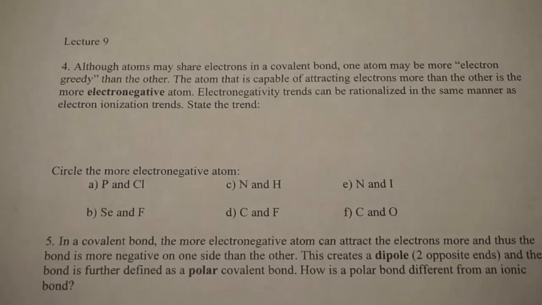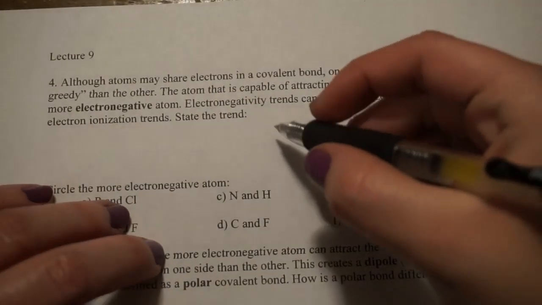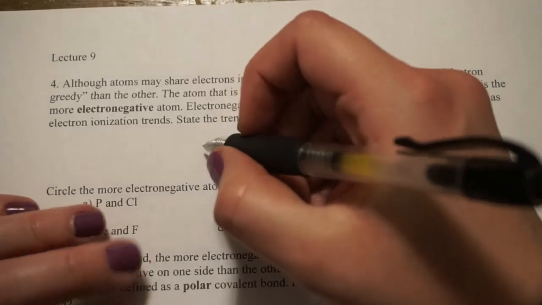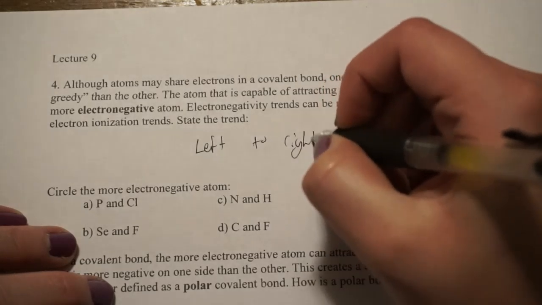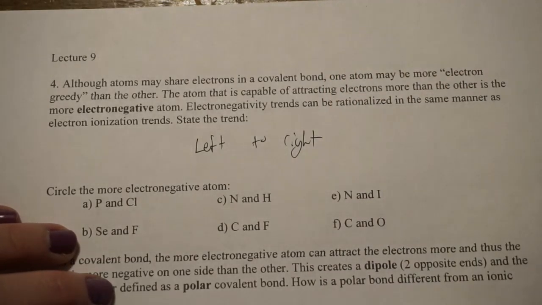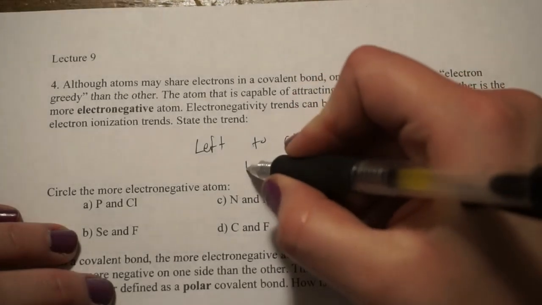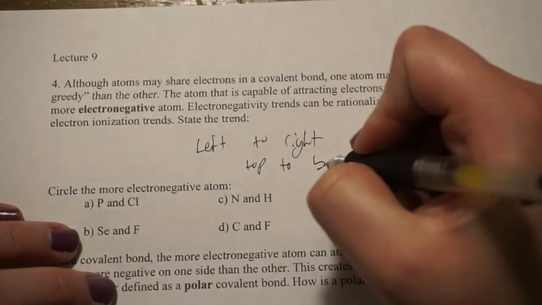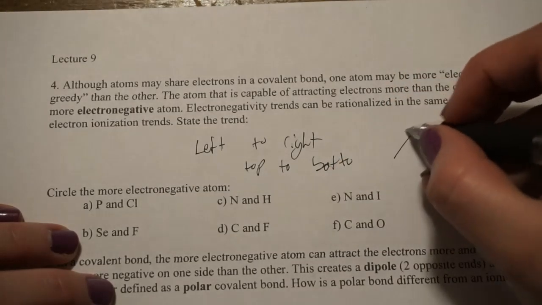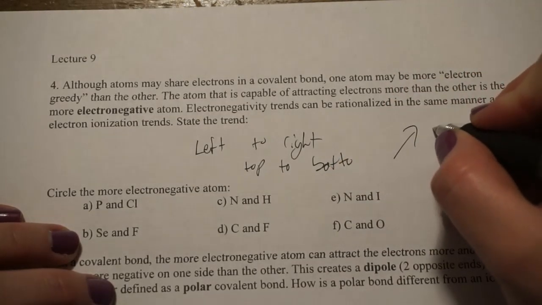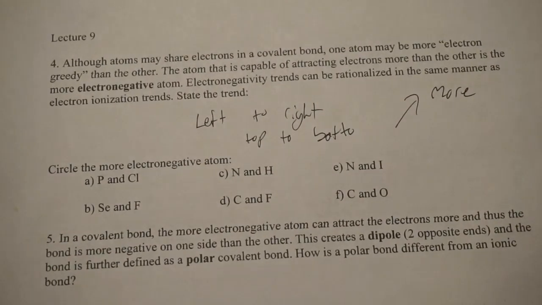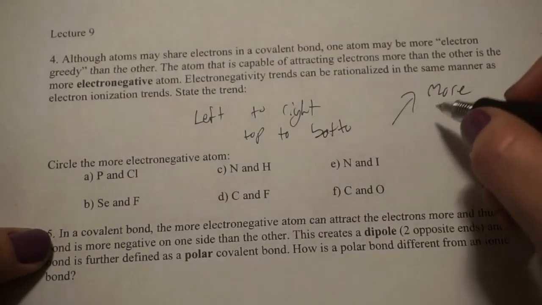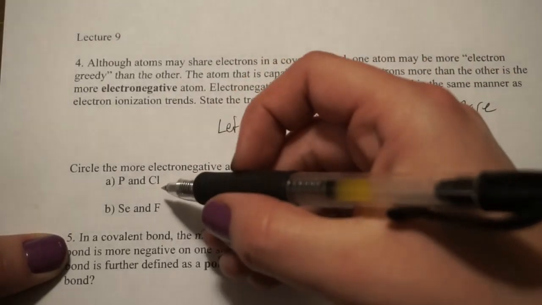So electronegativity on the periodic table of elements will increase as it goes from left to right on the periodic table, and it will increase going from bottom to top. So the farther up towards the right you get, the more electronegative you get. Circle the more electronegative atom. So when you look at a periodic table, which one is farther up to the right side of the periodic table?